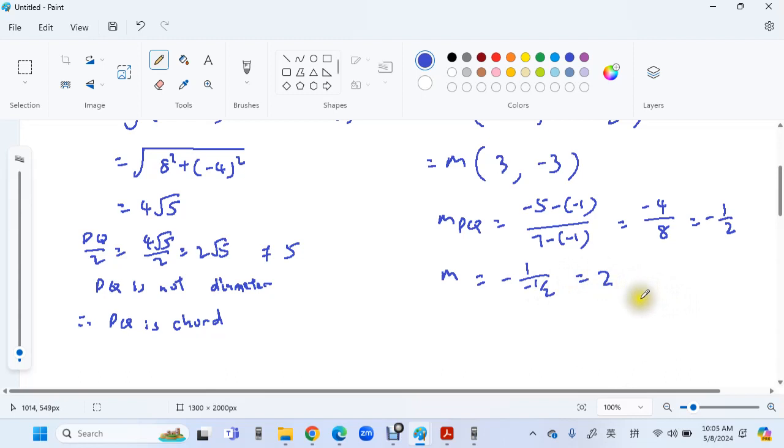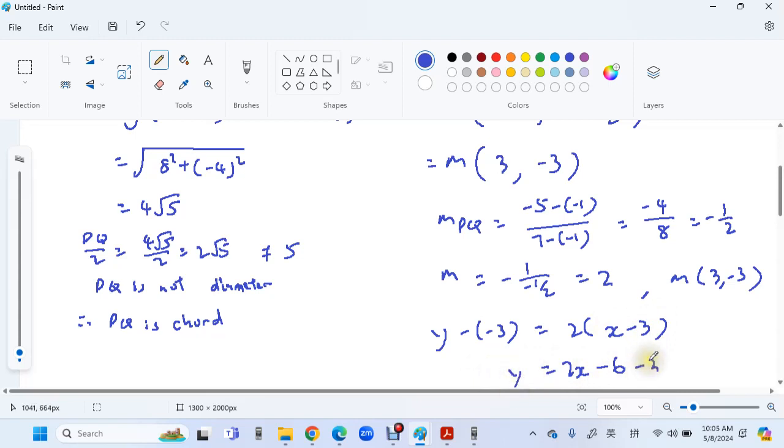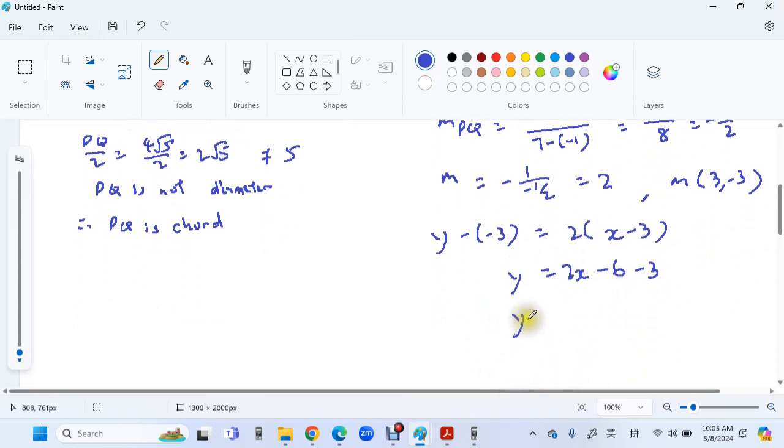So the gradient for the perpendicular bisector will be -1 over -1/2, which is 2. So we know that the gradient is 2, and the point that it passes through is (3, -3). So we have y minus -3 equal to 2(x - 3). So we have 2x minus 6. Then we have y plus 3, and moving to the other side it becomes minus. So we have y equal to 2x minus 9.